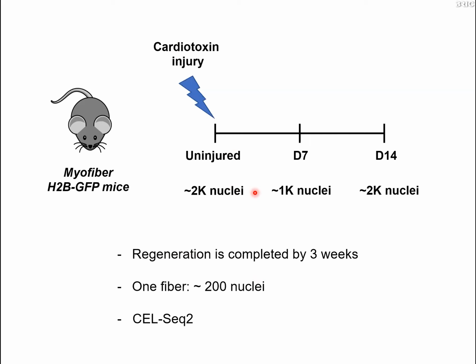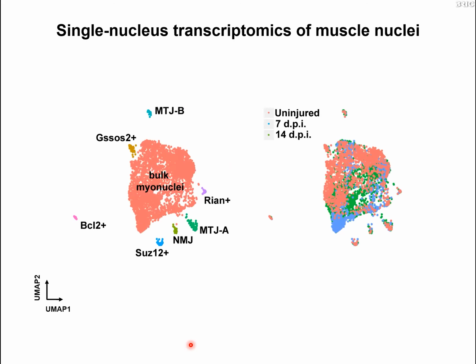Now, in regards to the sequencing platform, we didn't use the most modern technology, the 10x Chromium, but we instead used CellSeq2, which is lower throughput, but still has higher gene detection sensitivity. So this is how it looks. Shown on the left is the UMAP cluster plot indicated with different nucleus subpopulations. And shown on the right is the same UMAP plot, but indicated with different time points.